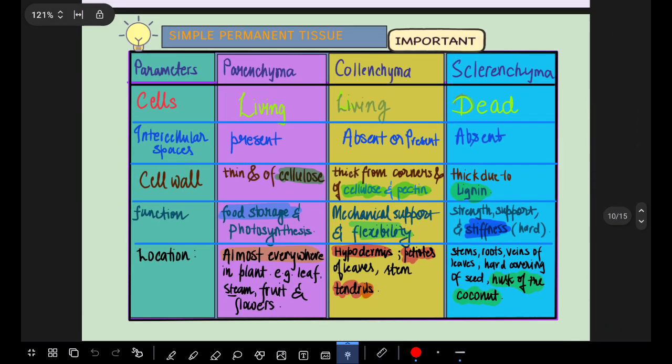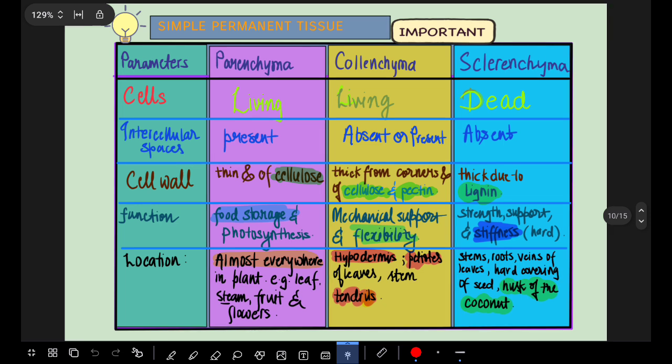Now this chart is very important, because about 40%, the remaining 40% is covered by this portion, simple permanent tissue. Now parenchyma, collenchyma, sclerenchyma are three simple permanent tissue we have discussed. Now we will study these tissues comparatively. So we are going to have a comparative study of parenchyma, collenchyma and sclerenchyma. Parenchyma is living, collenchyma is also living, sclerenchyma is dead. This is the first difference we have got.